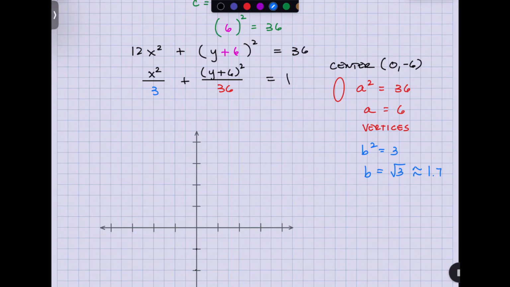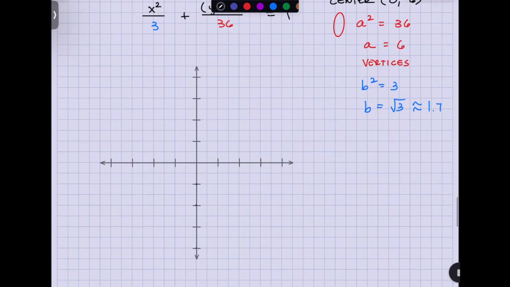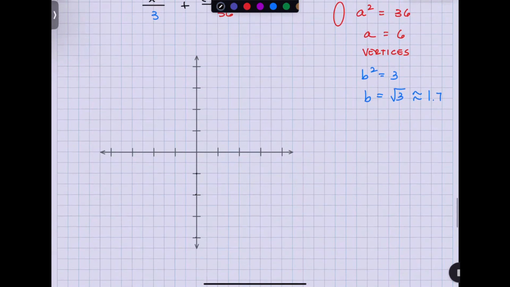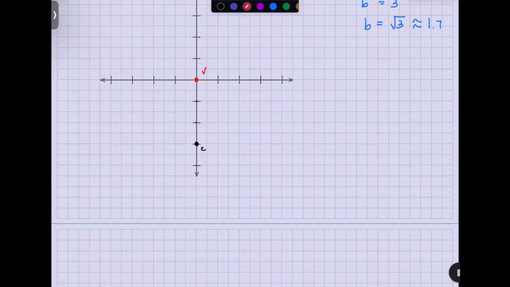Yeah? Okay. So from here I can graph 0, negative 6. 0, negative 6. 2, 4, 6. There's my center. My vertices are 6 away, so go up 2, 4, 6. There's my vertex. Down 2, 4, 6. There's my other vertex. My b is about 1.7.